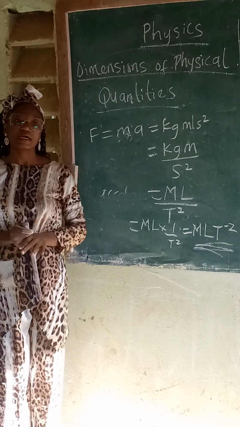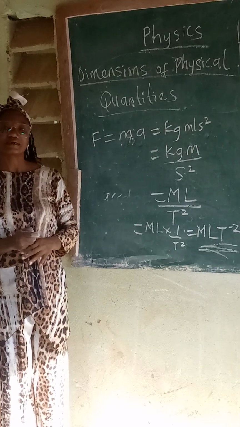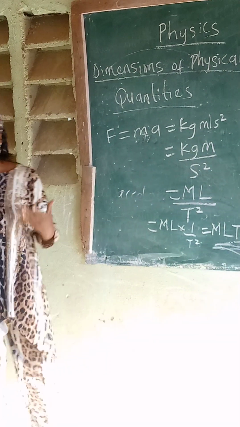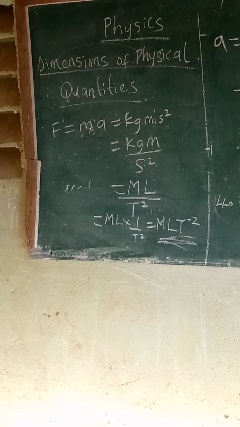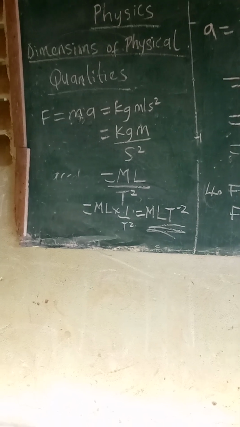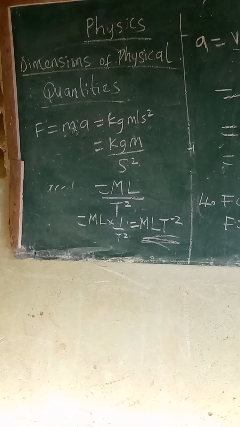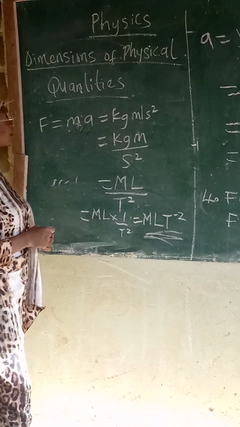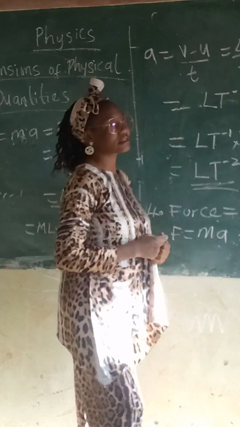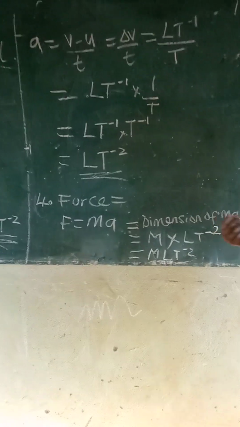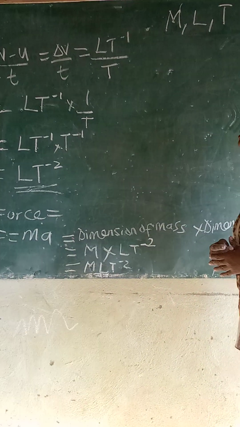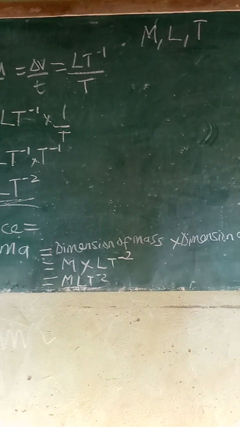We can go on and on. So, dimensioning is simply doing quantities in relation to mass, length, and time.